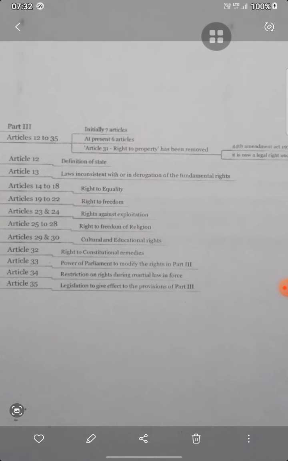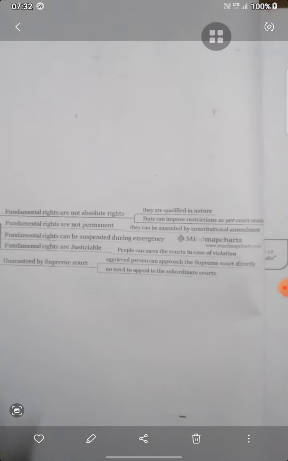Article 23 is against exploitation, and 25 is the freedom of religion. Articles 29-30 are for cultural and educational rights, and there is the right to constitutional remedy, then the power of Parliament to modify rights in Part 3, restriction of rights during martial law, and legislation that can give effect to the provisions of Part 3. Next are the characteristics of the fundamental rights.